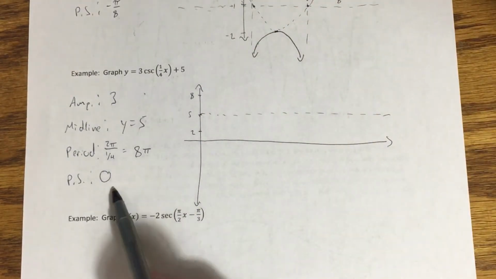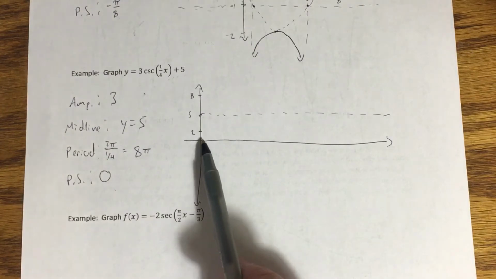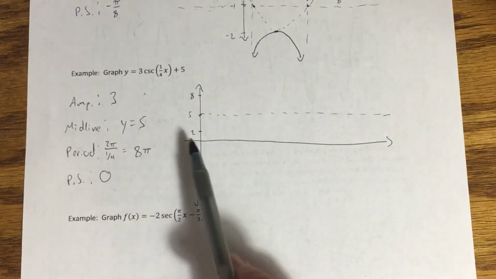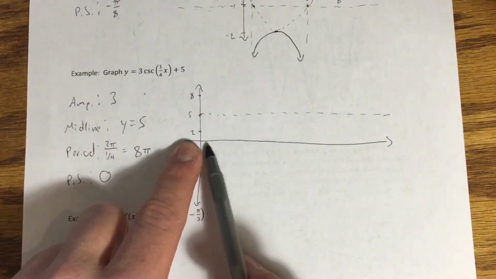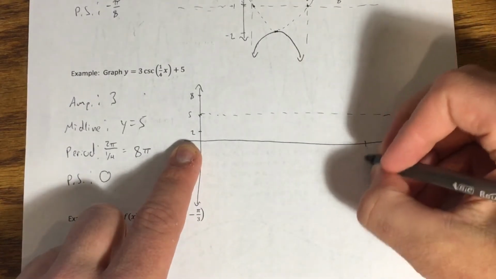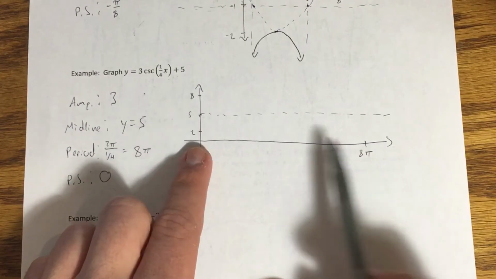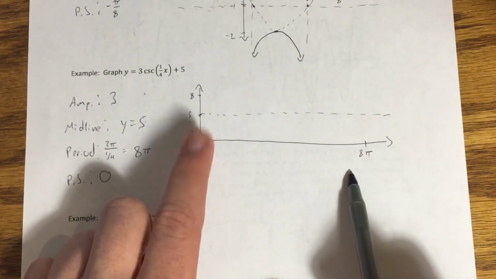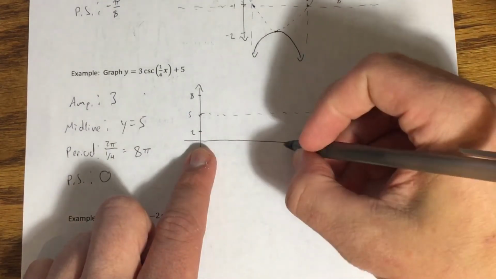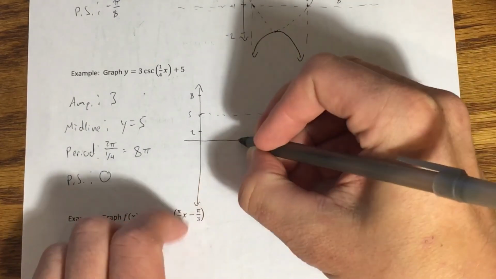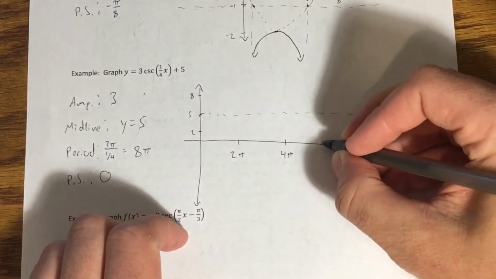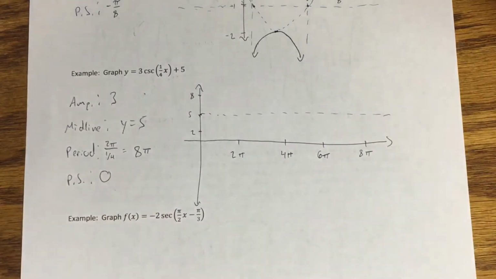Now, phase shift is 0, so that means our left endpoint of our interval is going to start at the origin. Period is 8 pi, so I add 8 pi to 0, and that's just going to take me to 8 pi. Now this is convenient because averaging these intervals is going to be really straightforward. 0 plus 8 pi is 8 pi, half of that is 4 pi. It should be easy to see that this will be 2 pi and this will be 6 pi.